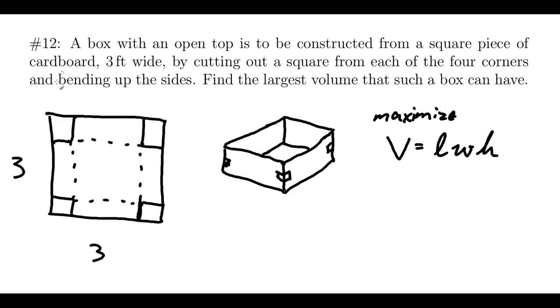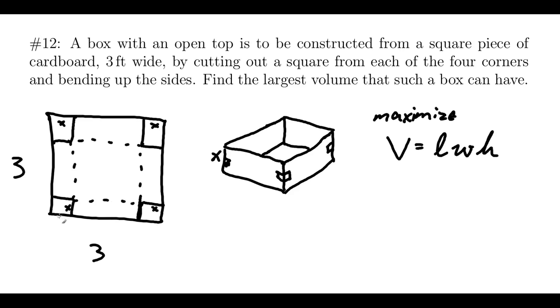Let's describe the amount that we're cutting off. We're cutting out a square from each of the 4 corners. So let's call that amount x. So we have an x by x square that we are cutting out of each of these. So that means that the height of the box, if you look at what those x's amount to, the height of the box then will be x.